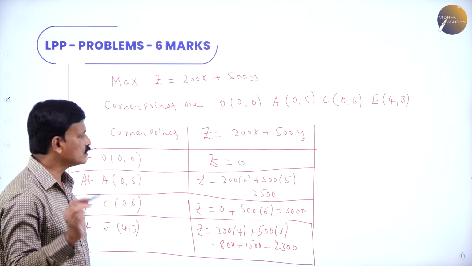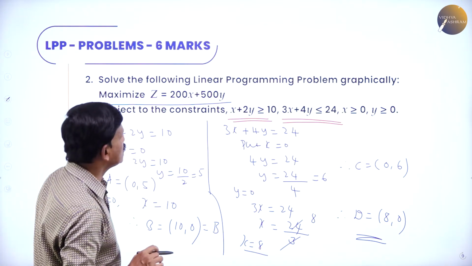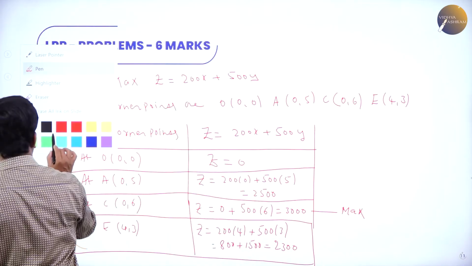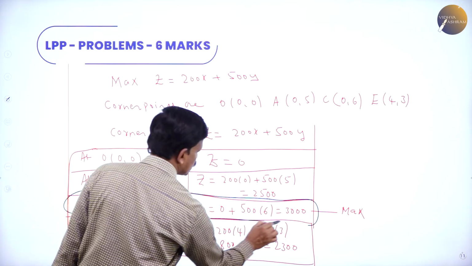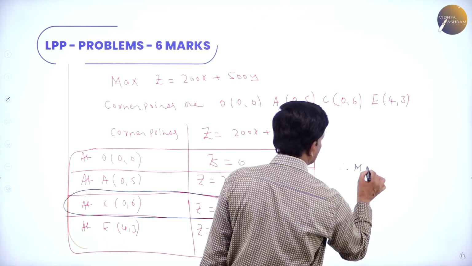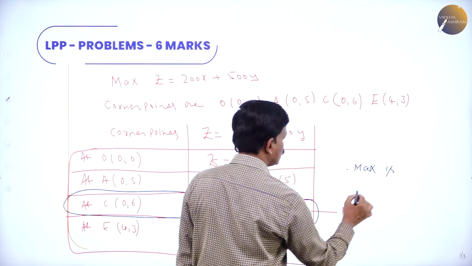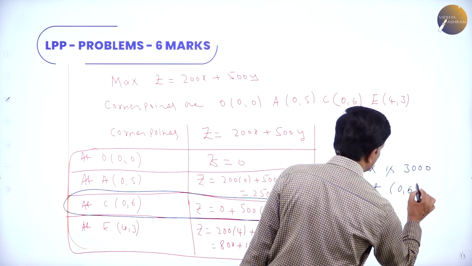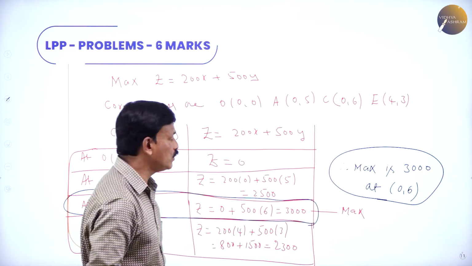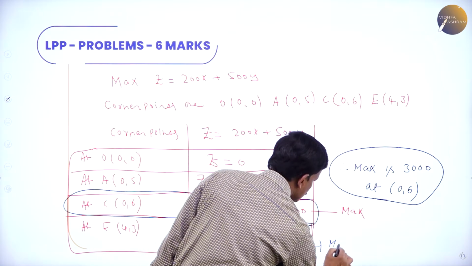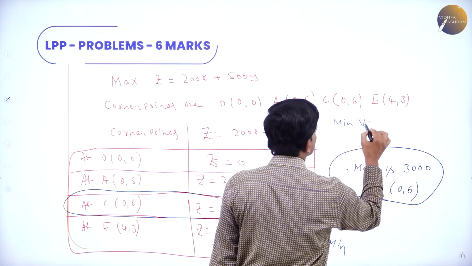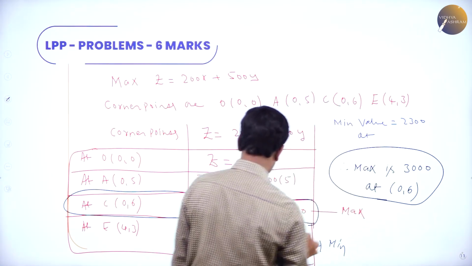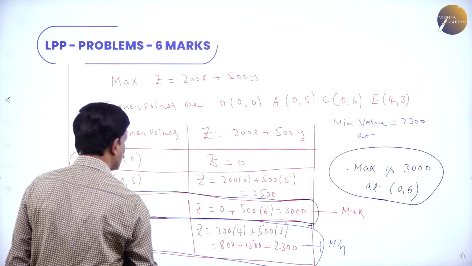Now what is the maximum value here? What is required is to find the maximum value. So therefore the maximum value is 3000. This is the required solution. Therefore maximum value is 3000 at 0 comma 6. Suppose if you want to find the minimum value, the minimum is 2300. So the minimum value is equal to 2300 at E 4 comma 3.